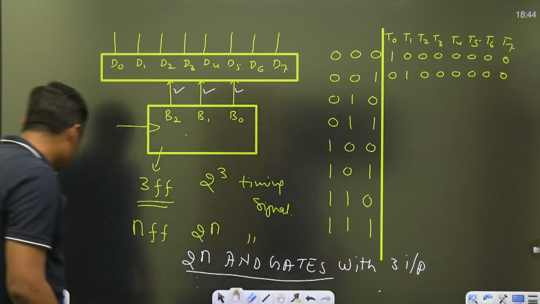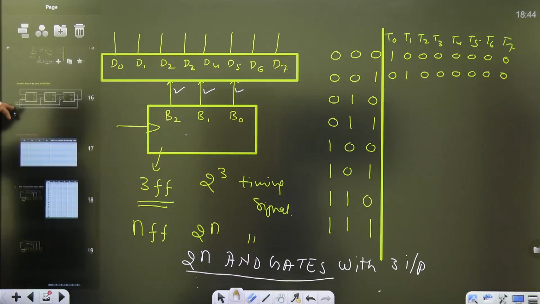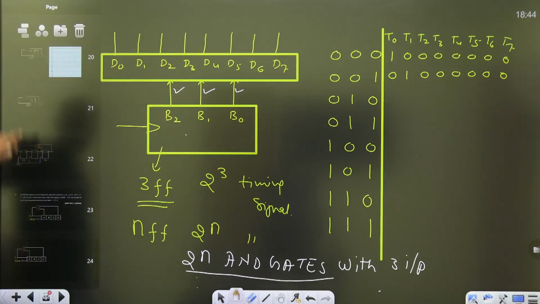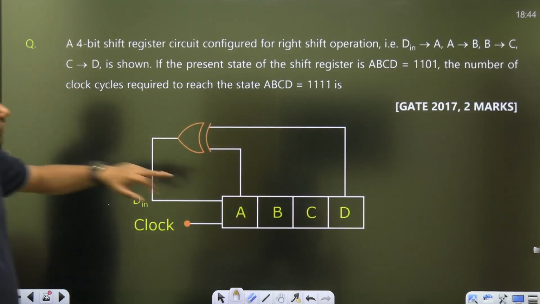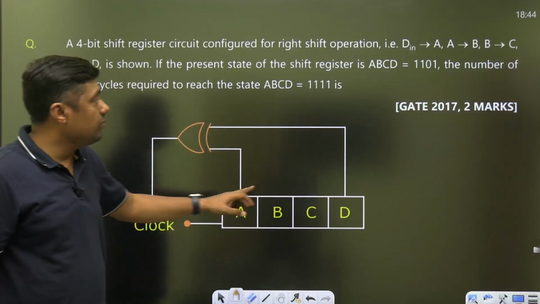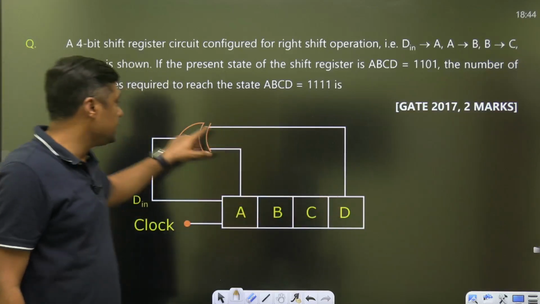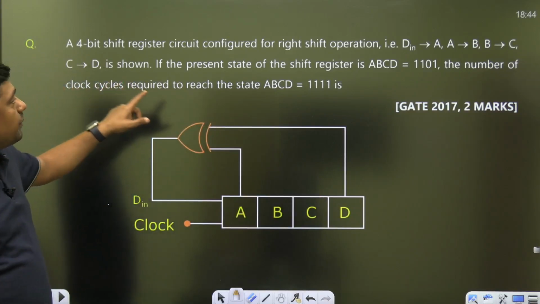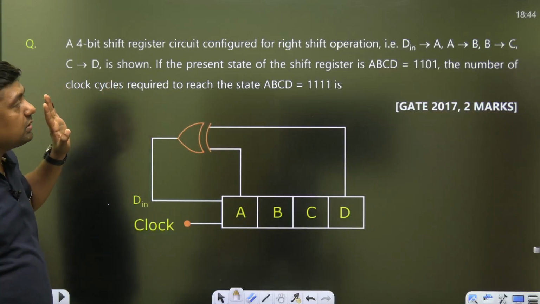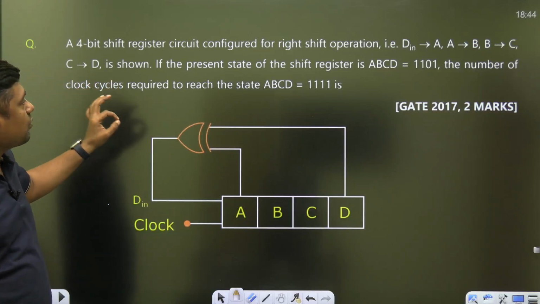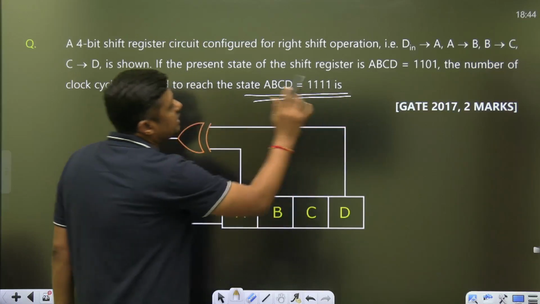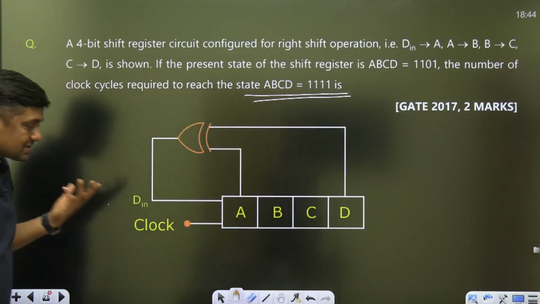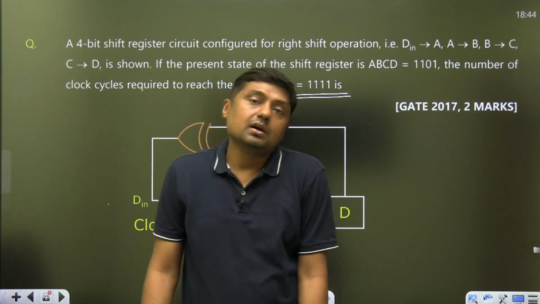I am giving you an assignment to show how important this topic is. In the GATE exam, we get this question on shift registers: a 4-bit shift register circuit is configured for right shift operation. Now D in will become A, A will become B, B will become C, C will become D, and so on. And here an XOR gate is used. If the present state of the shift register is 1101, the number of clock cycles required to reach the state A, B, C, D equal to 1111 is what? A very simple question. So try to solve this question. Use the same concept. You have the idea about the XOR gate, guys.